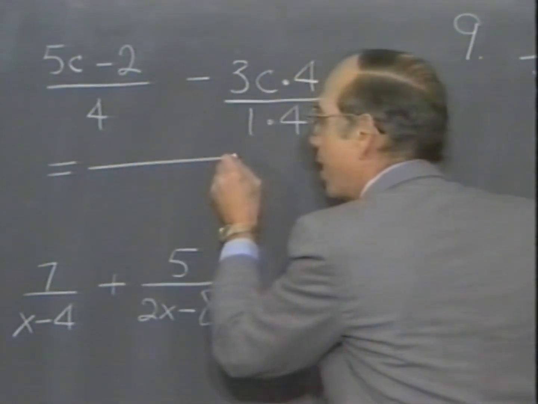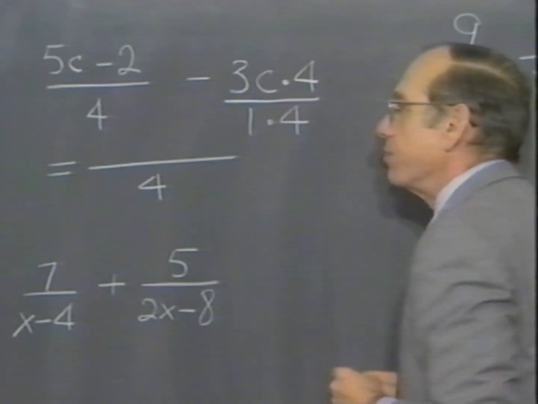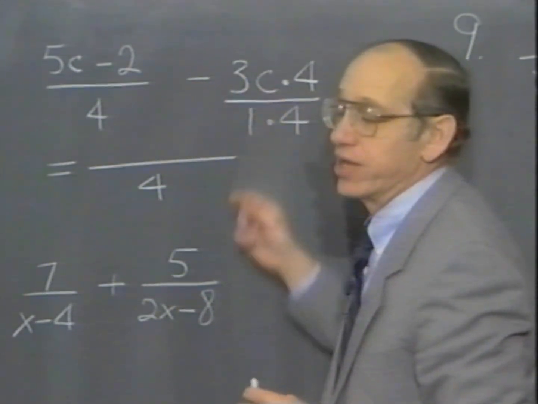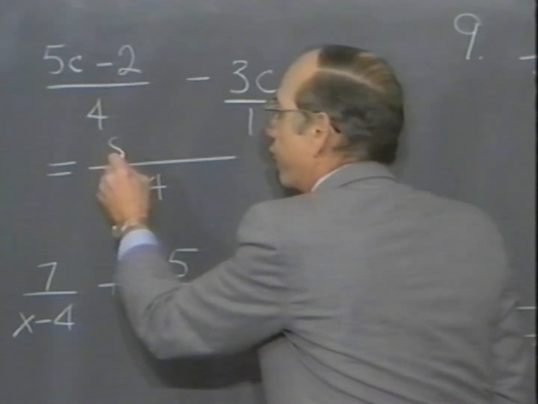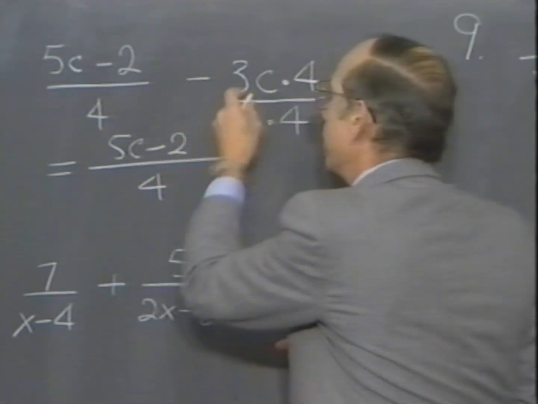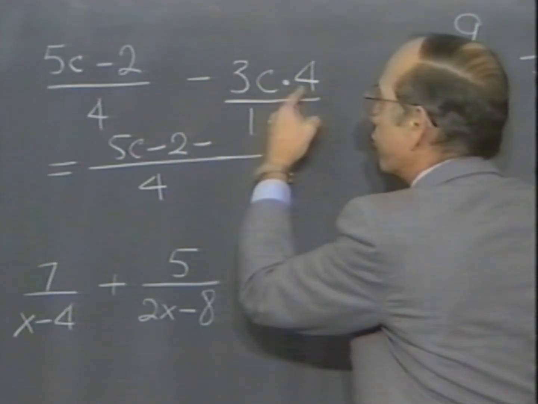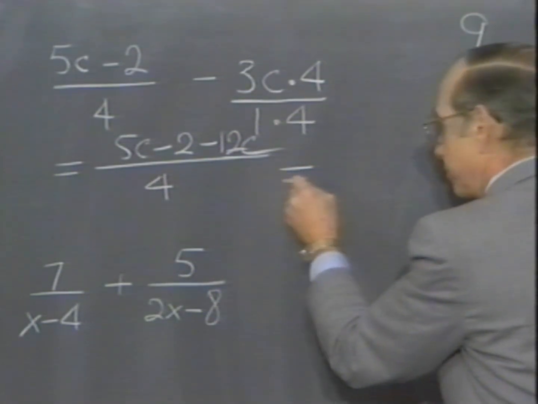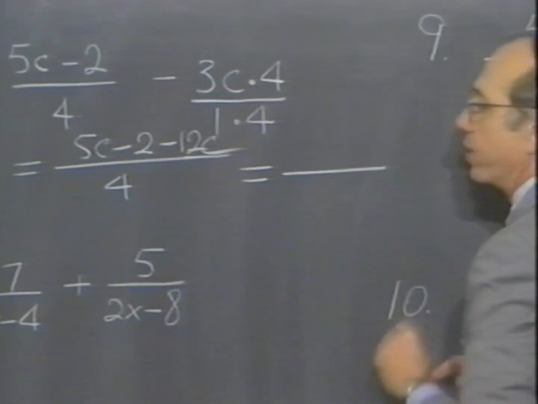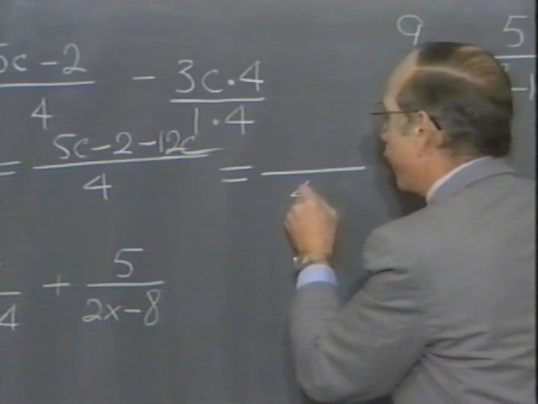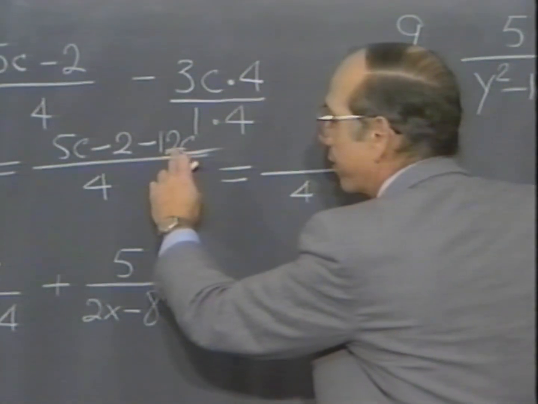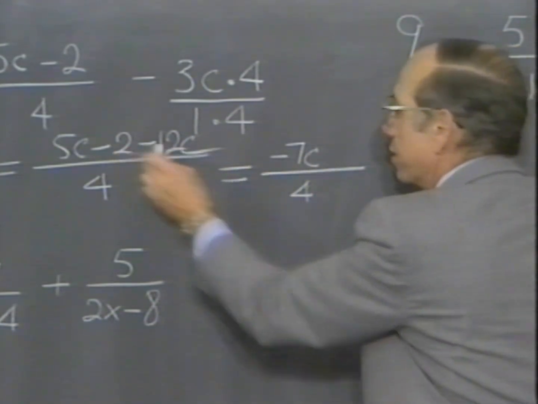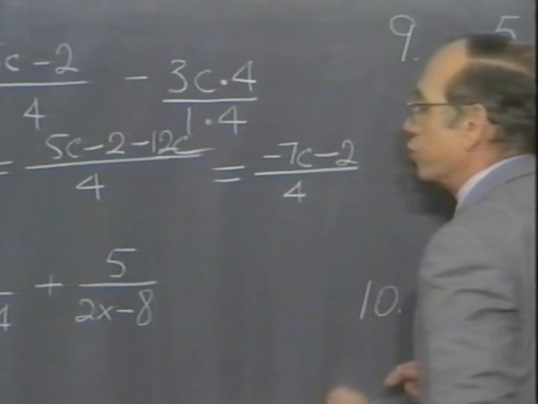I have a common denominator 4, and I can simply combine these numerators by addition. In this case, actually, it's addition of a negative thing. So we have 5c minus 2, and here we have minus 3c times 4 is 12c. And now I'll combine like terms, and I have 4 in the denominator, and in the numerator I have 5c minus 12c is minus 7c minus 2.